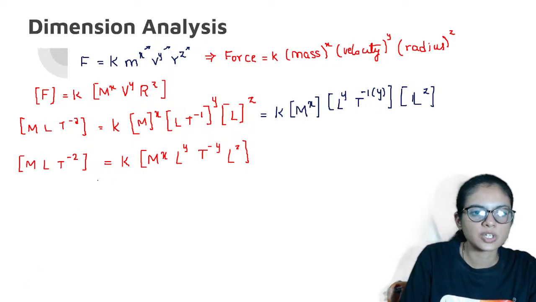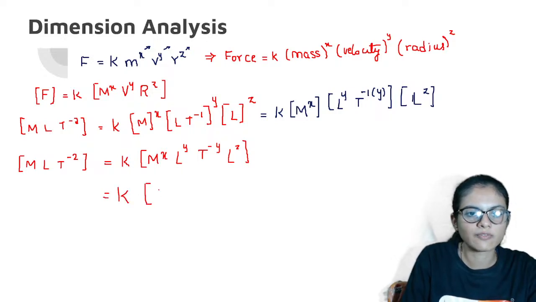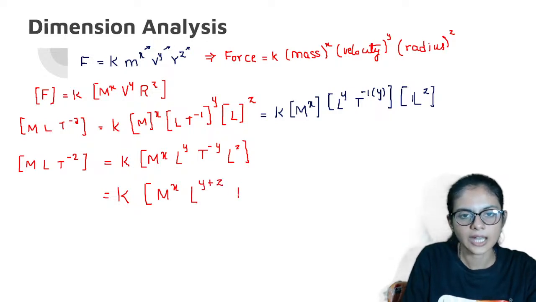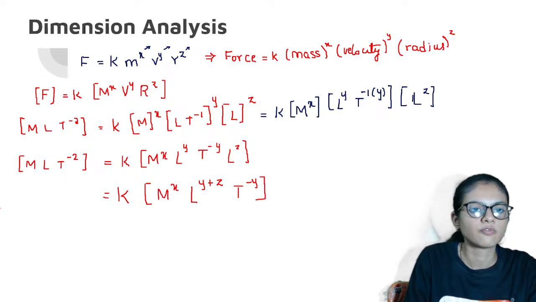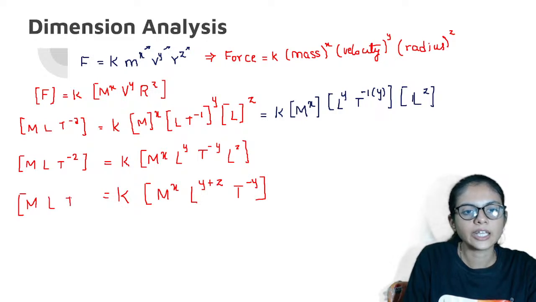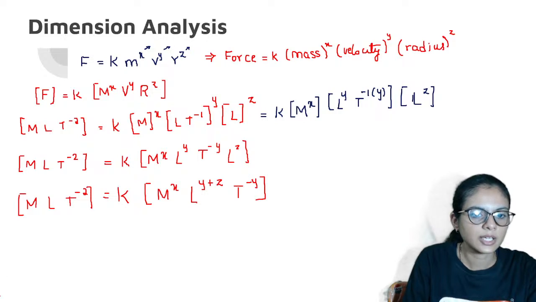Now, as usual, let's keep k as it is. There is only one m power x. So for L I can see y, z. Same base, add index, so it is y plus z. And T power is minus y. Only one term, which is equal to M L T minus 2. Now both are in the same format, so I can compare their powers.